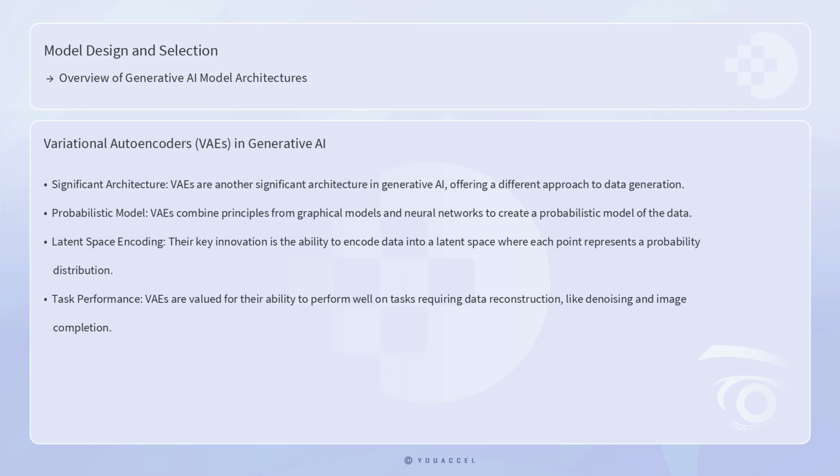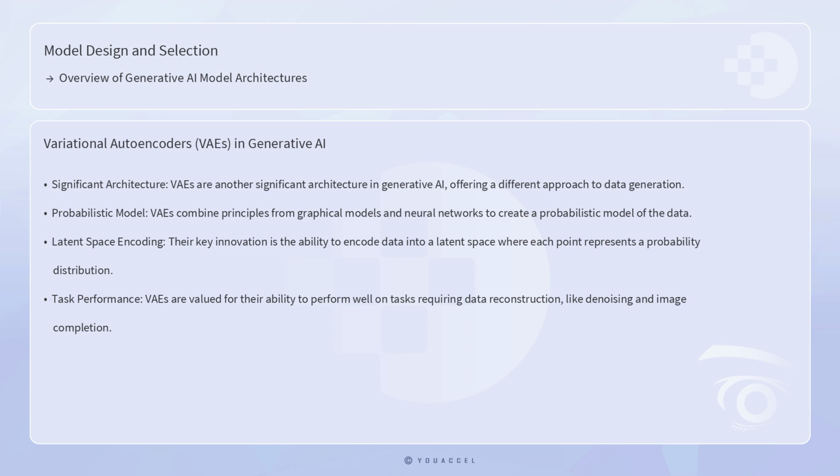VAEs are another significant architecture in generative AI, offering a different approach to data generation. Introduced by Kingma and Welling in 2013, VAEs combine principles from both graphical models and neural networks to create a probabilistic model of the data. The key innovation of VAEs lies in their ability to encode data into a latent space where each point represents a probability distribution rather than a fixed value. This allows for smooth interpolation between points in this space, facilitating the generation of new, coherent outputs.